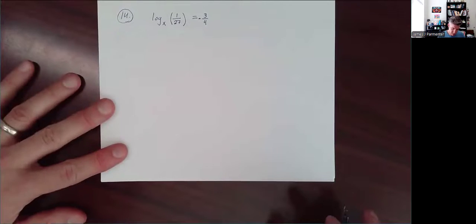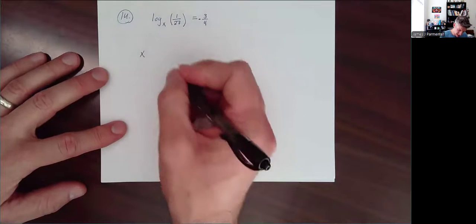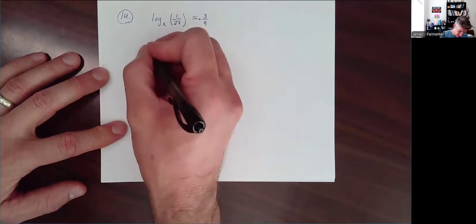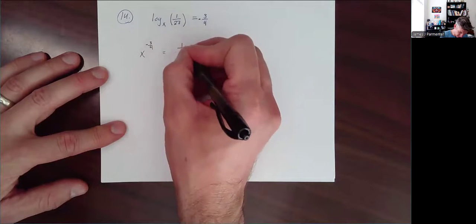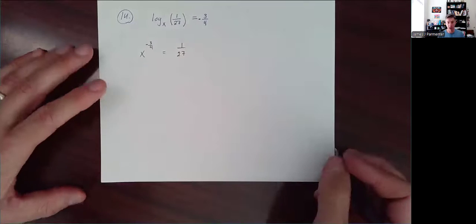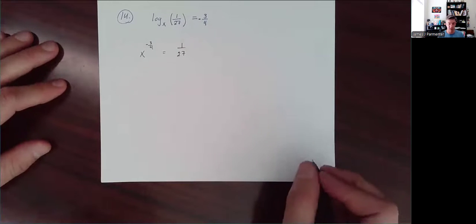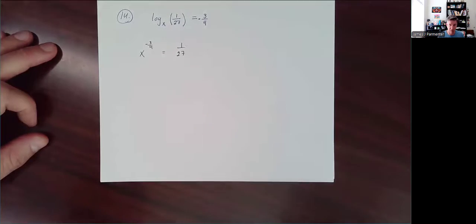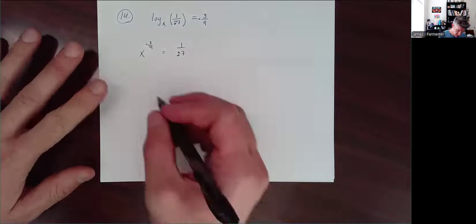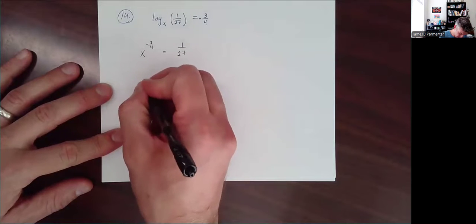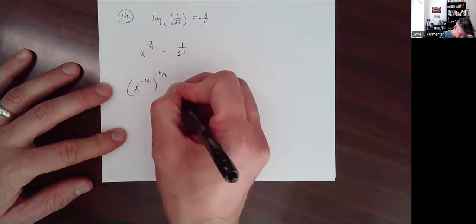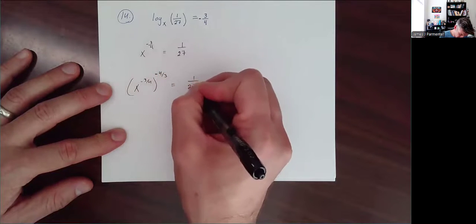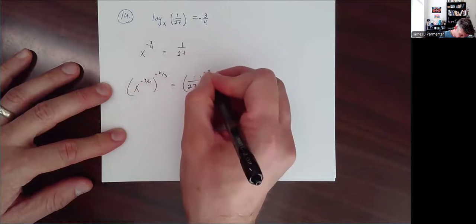Similar deal here. We're going to rewrite this as our base, which is x, our exponent, which is negative 3/4, equal to our argument, which is 1 over 27. And then we're automatically, first thing trying to solve for x, I'm going to raise both sides to the reciprocal of negative 3/4, which is negative 4/3. So I'm going to have x to the negative 3/4 to the negative 4/3 equal to 1 over 27 to the negative 4/3.